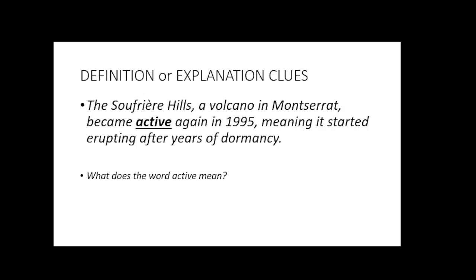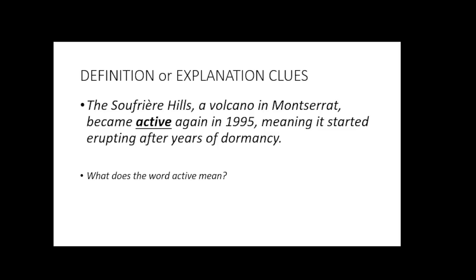Definition or explanation clues. In this example, the sentence reads, the Soufrière Hills, a volcano in Montserrat, became active again in 1995, meaning it started erupting after years of dormancy. What does the word active mean? The sentence defines the word active in the context of a volcano by directly explaining what it means right after the word, using the phrase meaning it started erupting after years of dormancy.